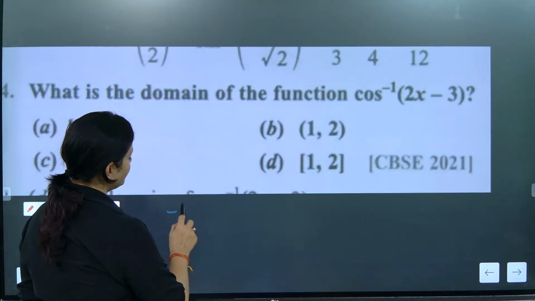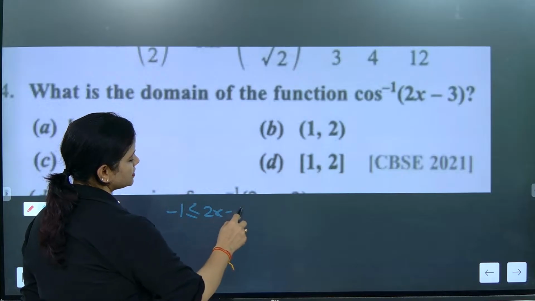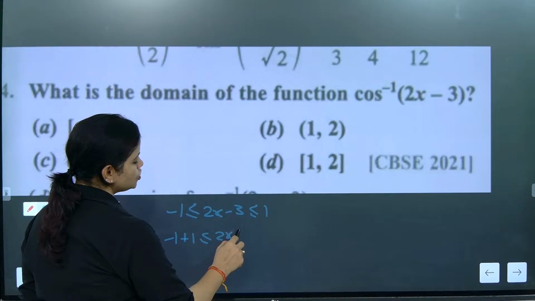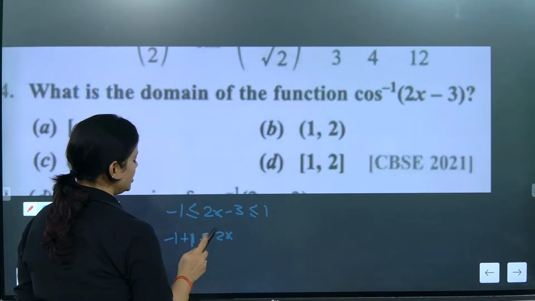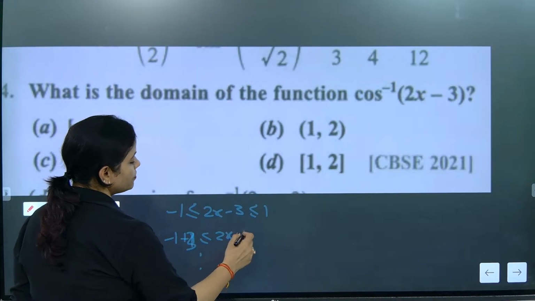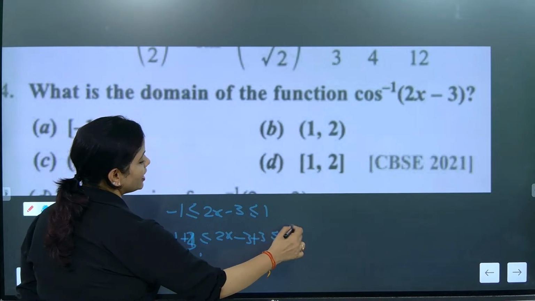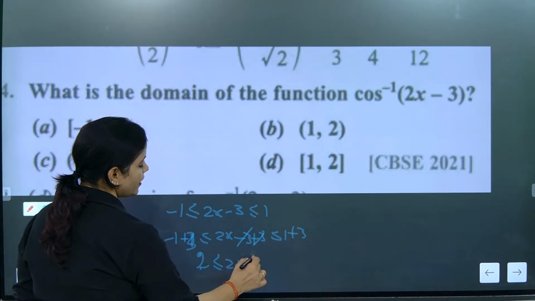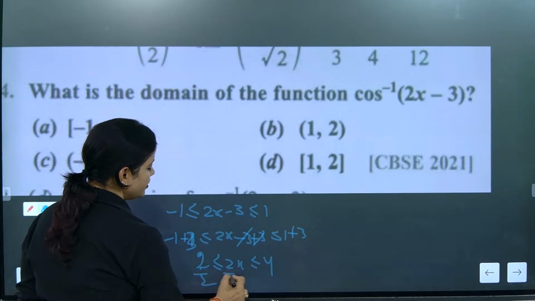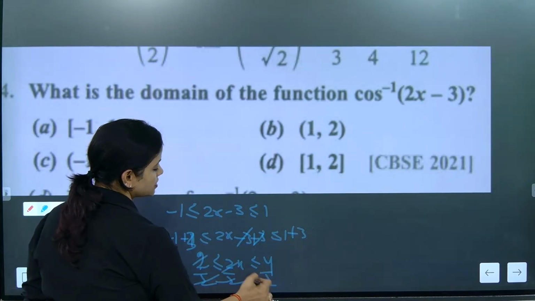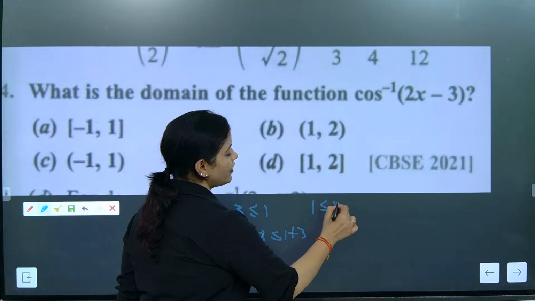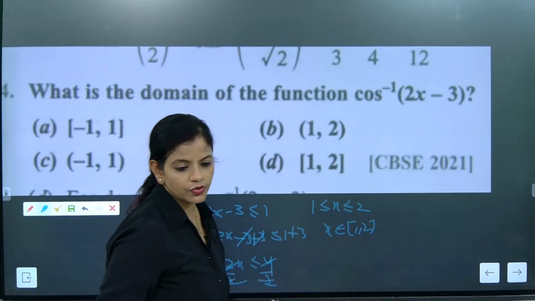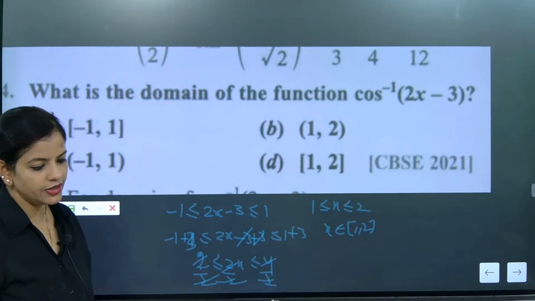So when you go for it, it comes like this. 1 plus 1 is 2, I add 3 here because we need to find the value of x. So this cancels, and it comes to 2x and 4. Then divide everything by 2, it comes as 1 to 2. The value of x lies between 1 and 2, so x belongs to the closed interval 1 to 2.